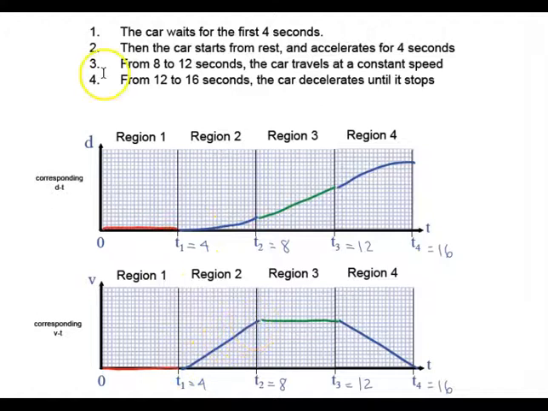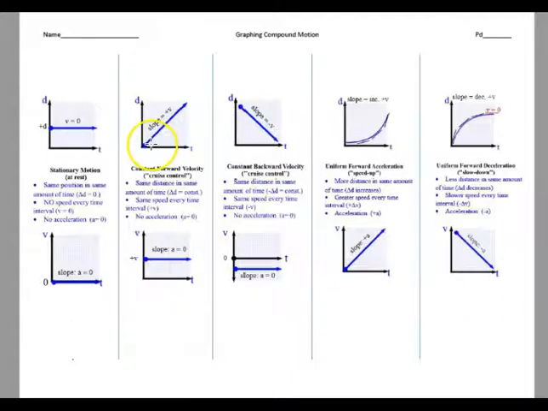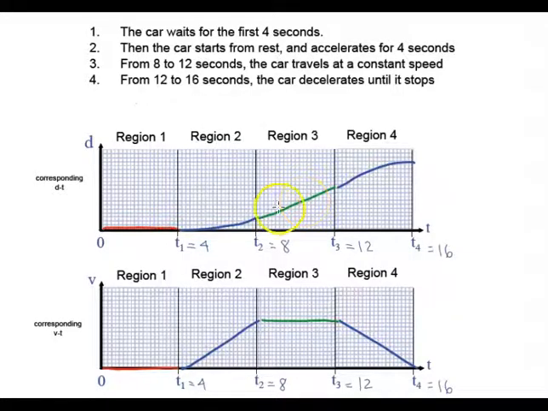Number 3, from 8 to 12 seconds, car travels at a constant speed. We look at region 3, and we know that we need to have a constant speed in region 3. The dt graph for a constant speed is column 2. It is a constant slope. dt slope is speed, and its vt equivalent is a 0 slope, no acceleration, for constant speed, line above the t-axis. This green line is a constant slope, dt, the slope is v, and this is the vt graph, and its slope is a, and this a is 0.